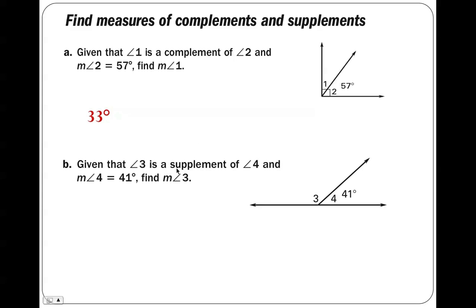Here they say that angle 3 is a supplement of angle 4, meaning that these guys add up to be 180. Also, these two would be considered to be a linear pair. They form this straight line right here. So 41 plus what is going to give you 180? In this case, it would be 139. So pause this, of course, and write this down.